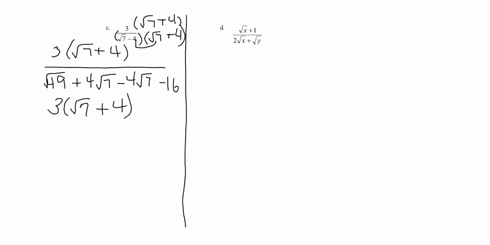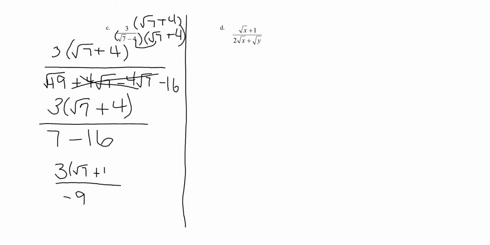And then the square root of 49 is 7. My middle terms, again, a positive 4 square root 7 and a negative 4 square root 7, cancel out. So we have 7 minus 16, and that will simplify to a negative 9.